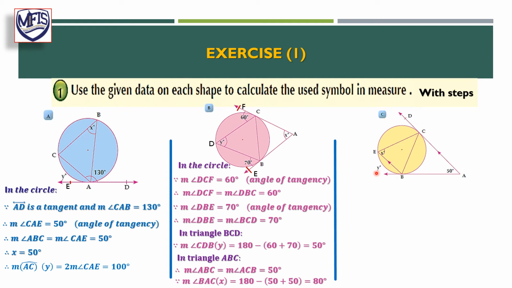I want to find the value of X. X is the measure of angle CEB. Okay, angle CEB. And I want to find the measure of arc EB. Why? Y is the measure of arc EB. The given here, two tangents intersect at one point and the measure angle A equals 50.